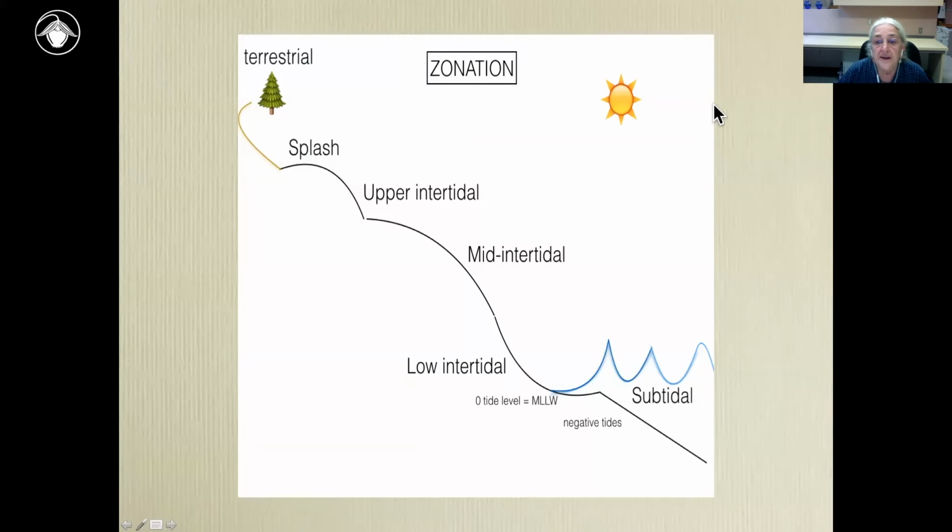So here's a little diagram to show the terrestrial zone, the splash zone, the upper intertidal, and you'll see these terms in books, the mid intertidal, the low intertidal, which is where we like to go. We like to plan when we go to the intertidal so we can get down as far as we can to the zero tide level and into the negative tides that are often covering land that's subtidal. So mean lower low water is a term for the zero tide level.